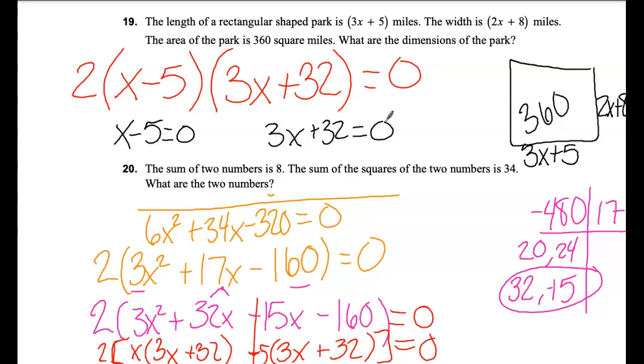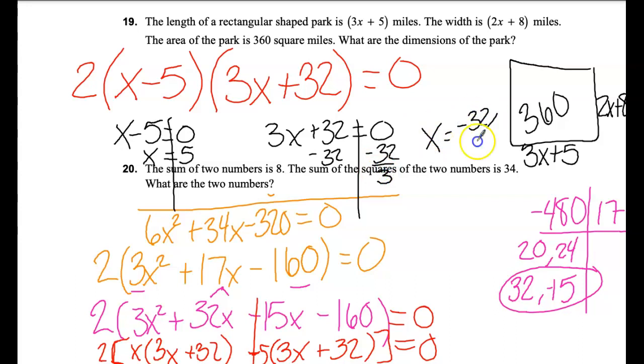Why don't I set the 2 equal to 0? Because it doesn't have a variable. So here, x equals 5. Here, x equals negative 32, so I subtract 32, and I have to divide it by 3, so x equals negative 32 over 3. Okay. So now, since we know x equals that, you have to think logically. It's going to be 5.